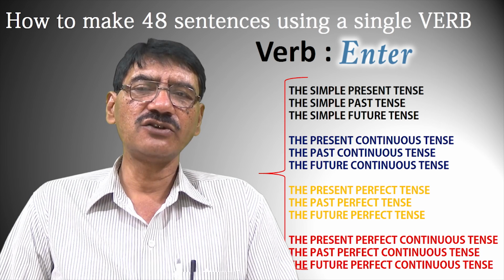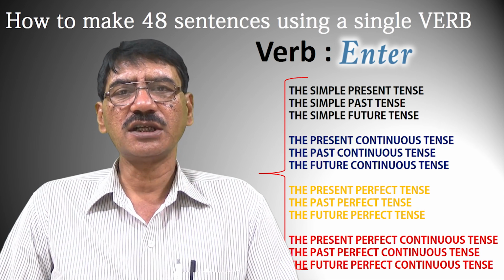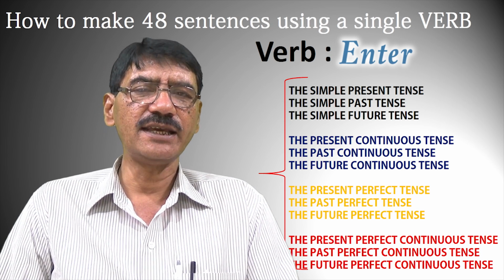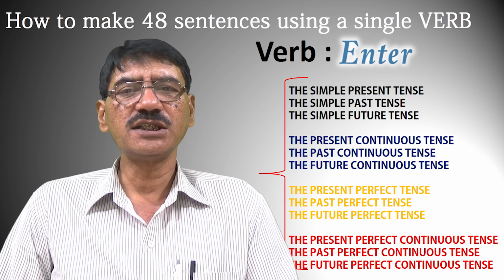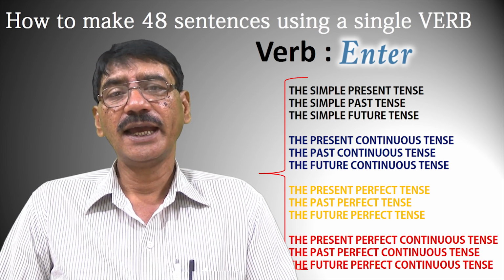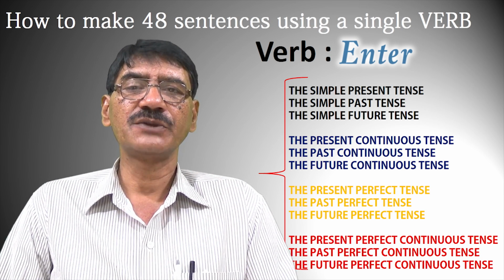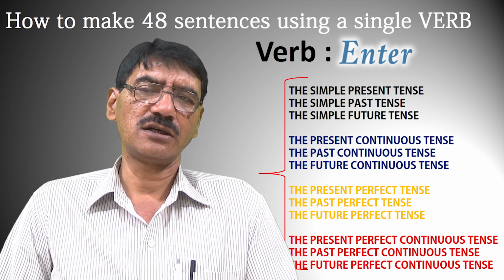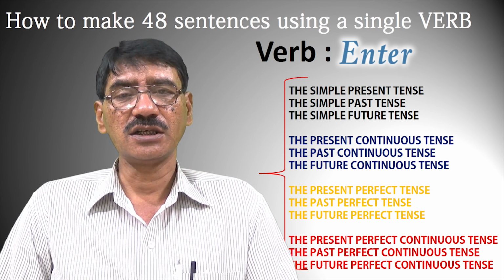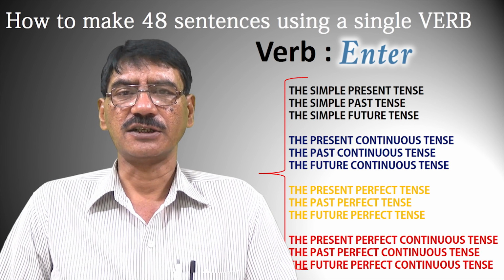He was entering data. He wasn't entering data. Was he entering data? Wasn't he entering data? He will be entering data. He won't be entering data. Will he be entering data? Won't he be entering data?